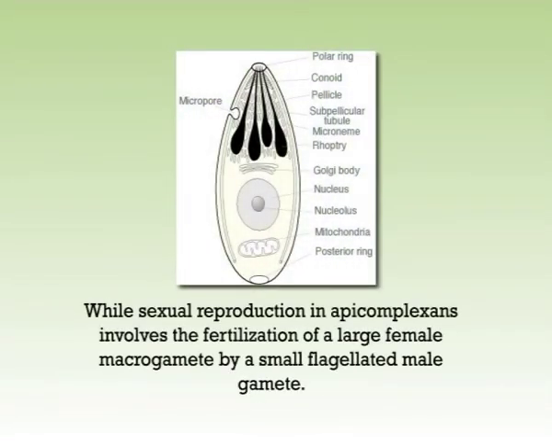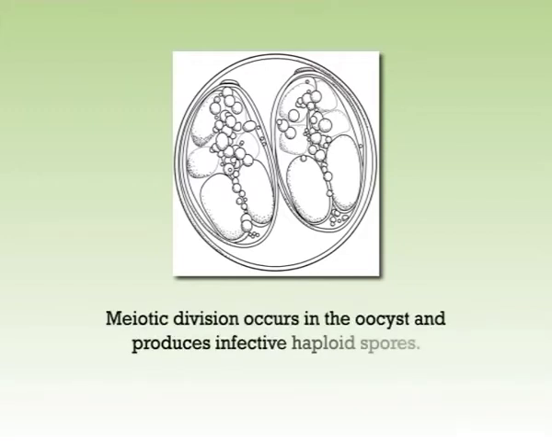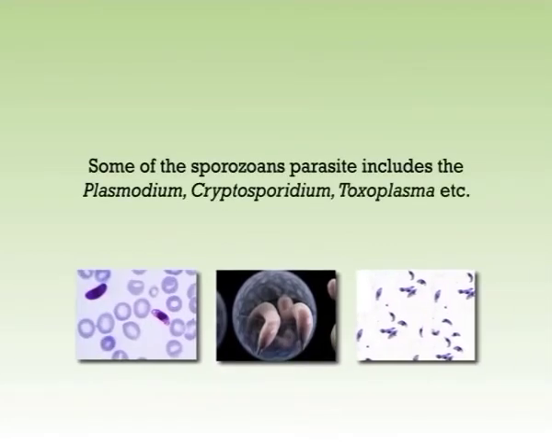Sexual reproduction in apicomplexans involves the fertilization of a large female macrogamete by a small flagellated male gamete, and the resulting zygote turns into a thick-walled cyst that is known as an oocyst. Meiotic division occurs in the oocyst and produces infective haploid spores. Some of the sporozoan parasites include Plasmodium, Cryptosporidium, Toxoplasma, and so on.